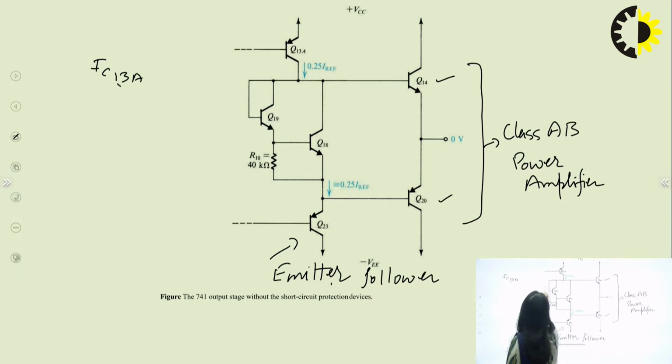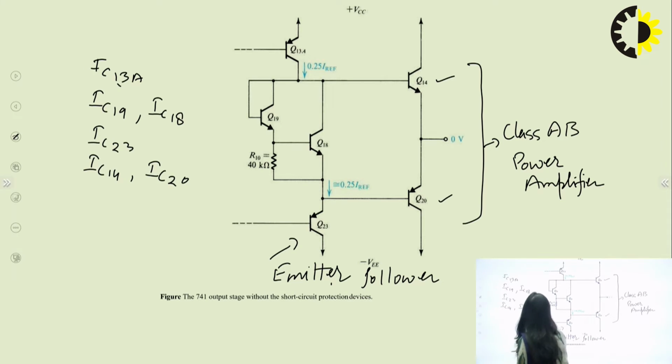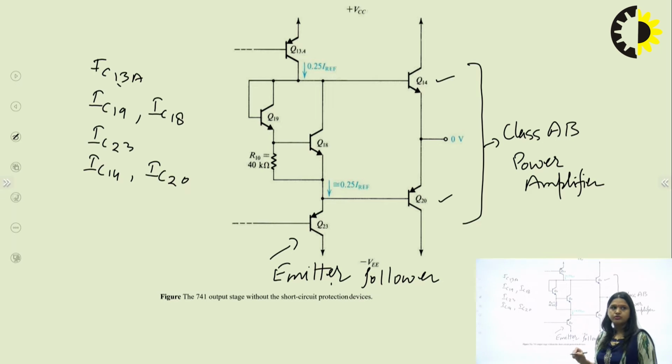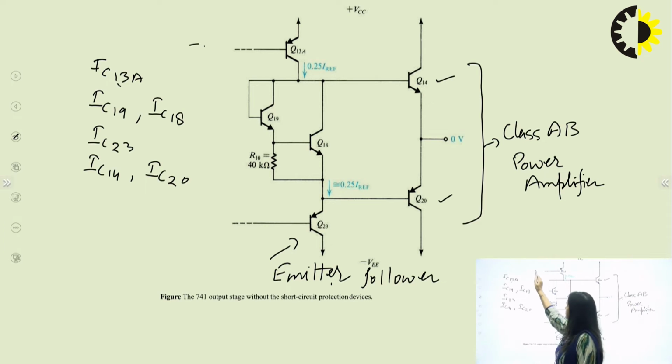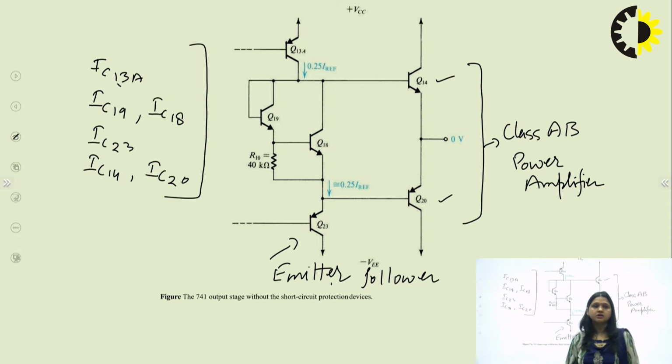IC13A, IC19, IC18, IC23, IC14 and IC20. These are the current components which we want to calculate while doing the DC analysis of this output stage.